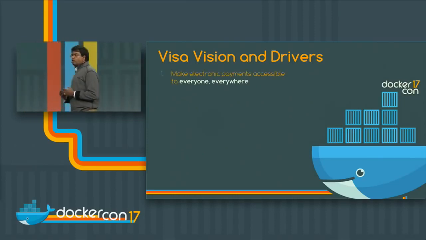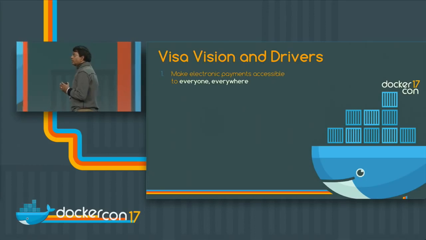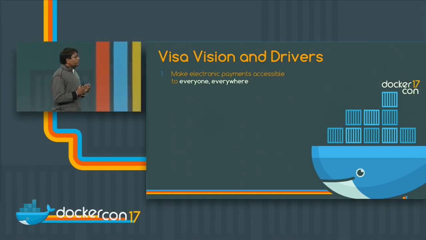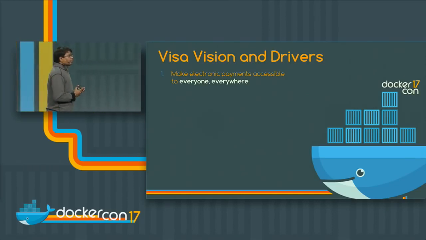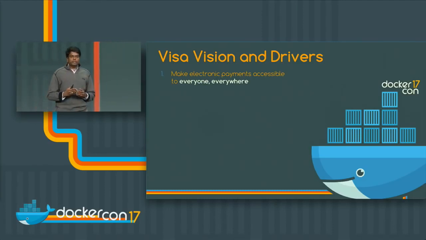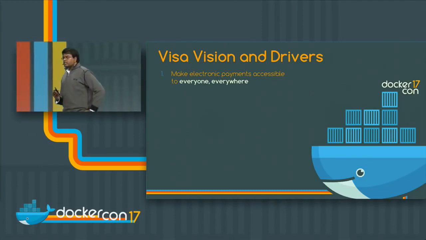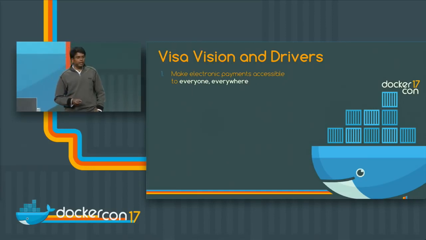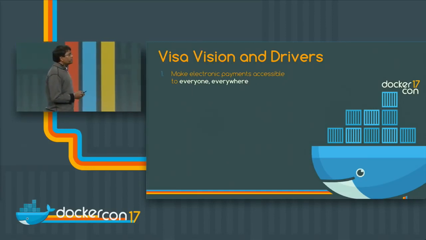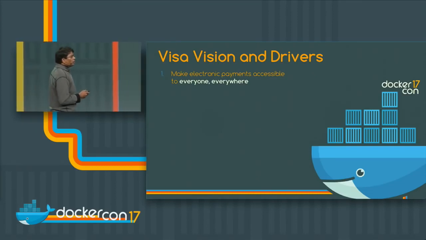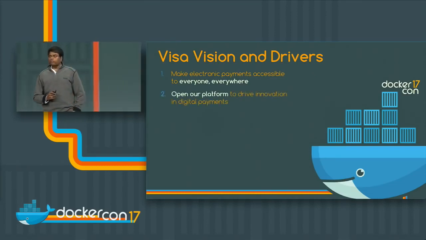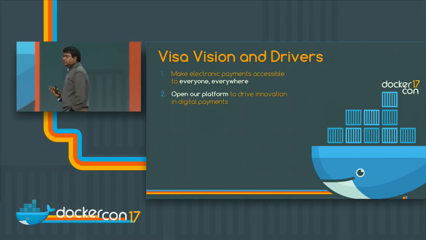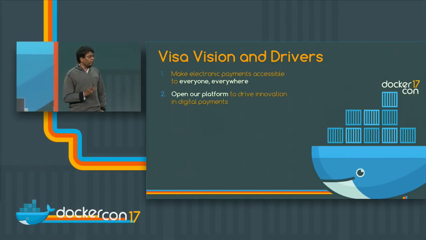So what's our strategy? Number one, we want to make electronic payments reachable to everyone and everywhere. That's very important to us because the more you digitize your currency, the more safe the world will be. The countries and economies that are digitizing their currencies are going to be safer, and the world will be a better place. The second goal is that we know we're not going to be able to do that all on our own. We are opening up our technology and our platform through APIs. If you're a developer, you can do a Visa developer search on your favorite search engine, and you will see how we are opening up our platform.